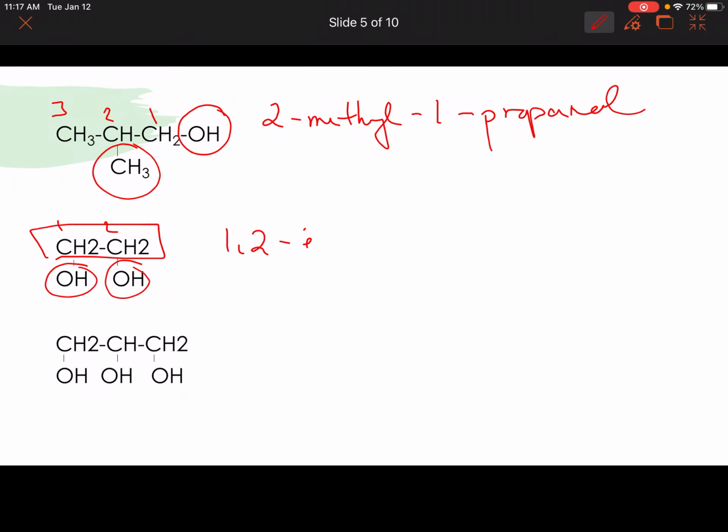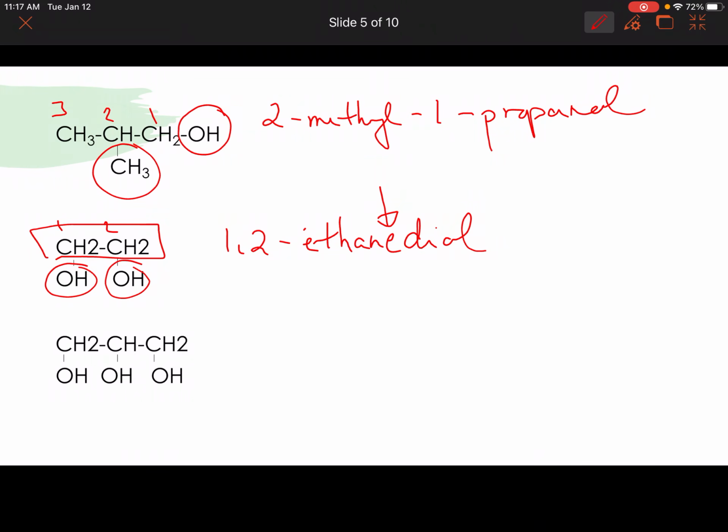And now we look in the parent chain, we've got 2 carbons, right? So now we keep the E, so ethane diol is the name of that. And this is actually antifreeze, the formula for antifreeze. So 1,2-ethane diol. So we keep that E there. So don't forget that E. You'll lose half a mark if you forgot that.